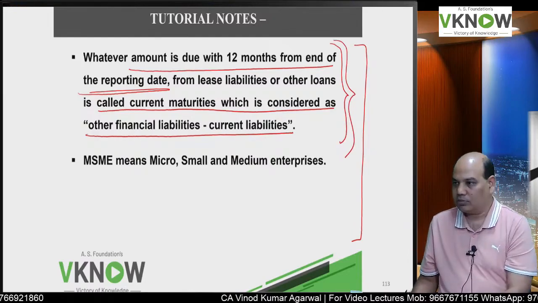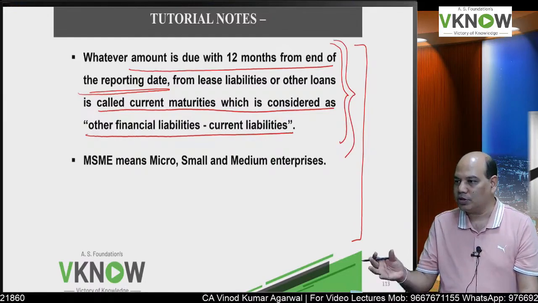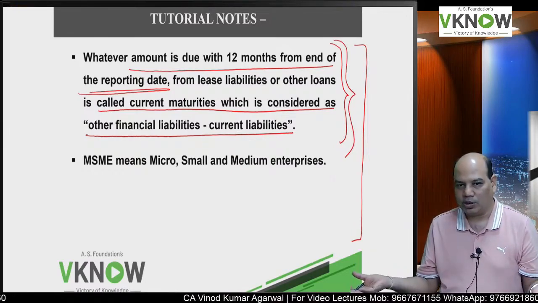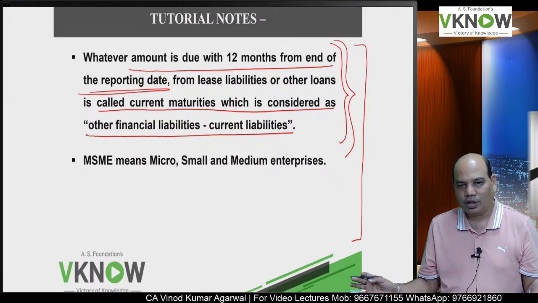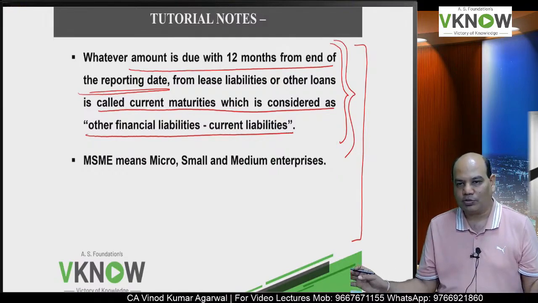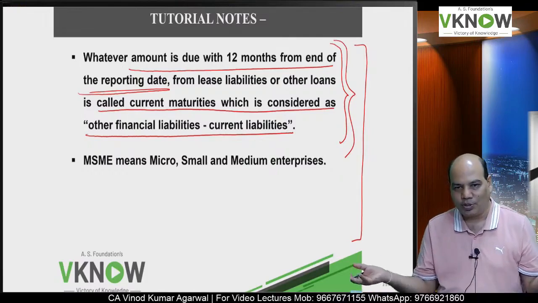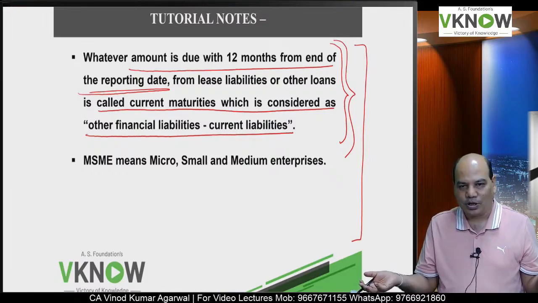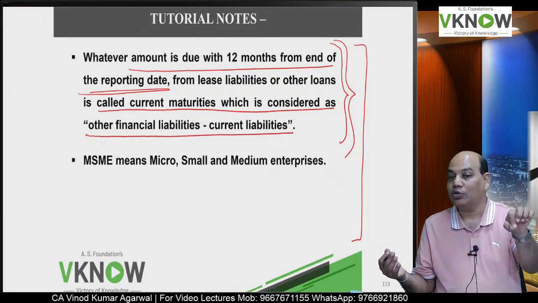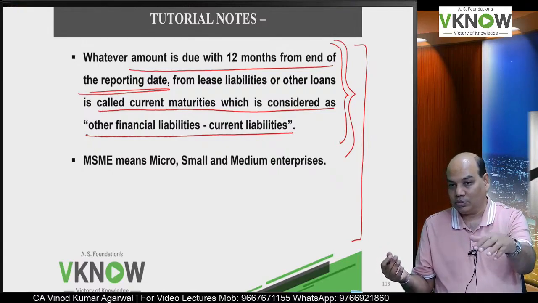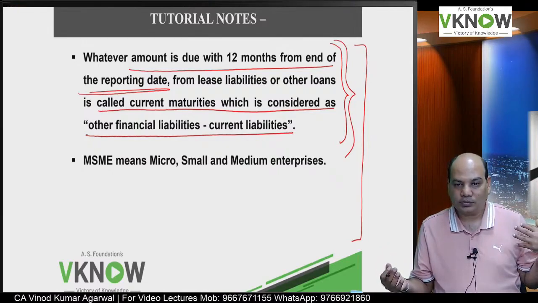Otherwise, what will happen? What happened to Go First Air? Liquidity problem. What happened to Jet Airways? Liquidity problem. What is happening to SpiceJet? Liquidity problem. Okay. So if the investor knows well in advance this company is likely to have a liquidity problem, you will stay away from that company.